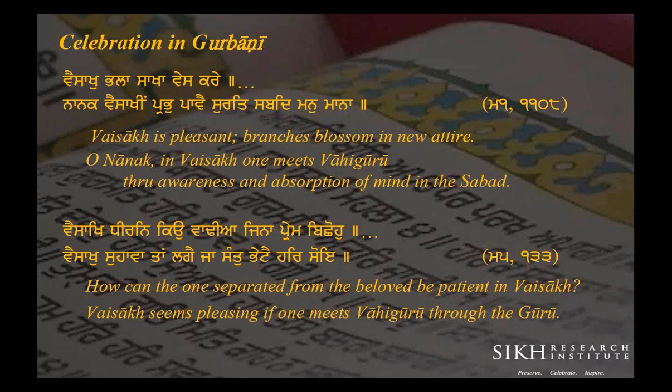There are two Baramas within the Guru Granth Sahib, one in Rag Maj, one in Rag Tukhari, one revealed by Guru Nanak Sahib and the other by Guru Arjan Sahib. The first one, for example, is Vesak Bala Sakha Ves Kare. It goes for multiple lines, and the last line says, Nanak Vesakhi Prabh Pave Surt Sabd Manmana.